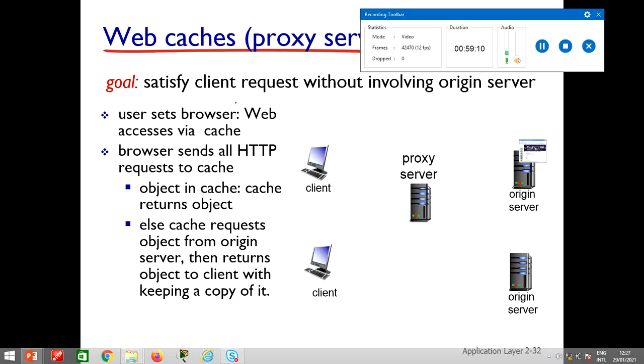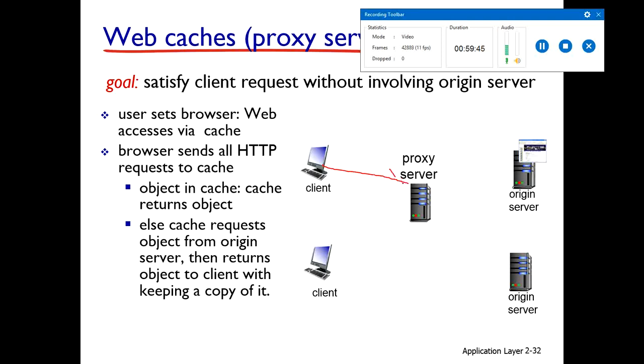For example, a user's browser can be configured so that all the HTTP requests are first directed to the web cache. Once a browser is configured, each browser request for an object is first directed to the web cache, and if the page is not found in the web cache, then to the original server. So the user sets the browser web access via cache. The browser sends all the requests to the cache. So whenever a page needs to be loaded or searched, the request will be sent to the web cache or to the proxy server. Cache will return the object.